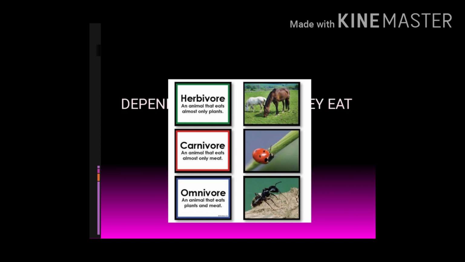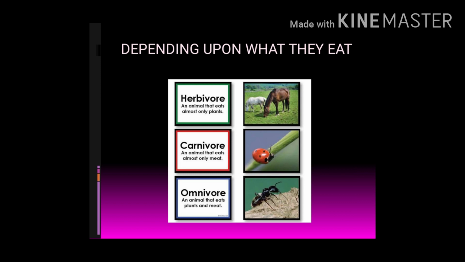Heterotrophs can again be divided into groups based on what they eat, for example, herbivore, carnivore and omnivore. Herbivores are animals that feed only on plants. Carnivores are animals that eat mostly meat. Omnivores are animals that eat plants and the meat of other animals.